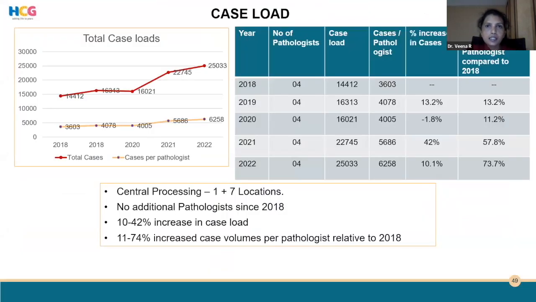And this is the caseload that I was telling you about. The workload has gone up, but we are able to manage with the existing workload. There have been no additional pathologists since 2018, and there is an increase in the case volumes per pathologist compared to 2018.